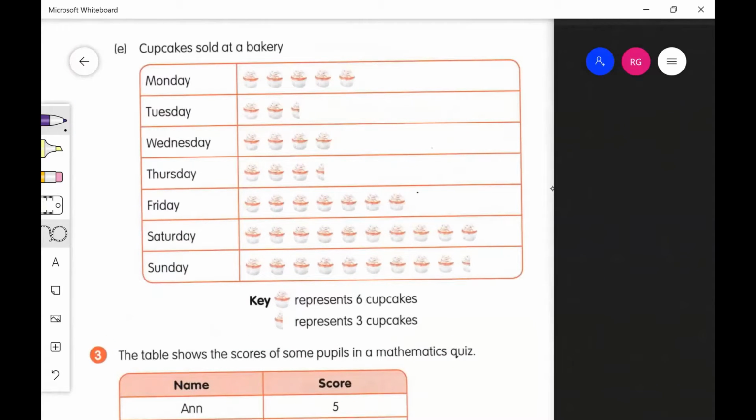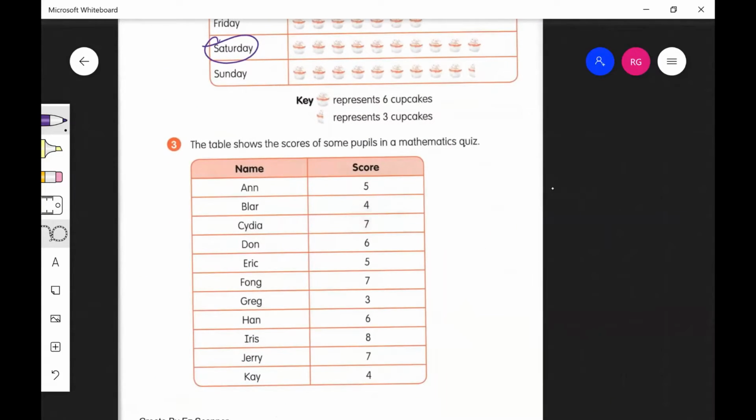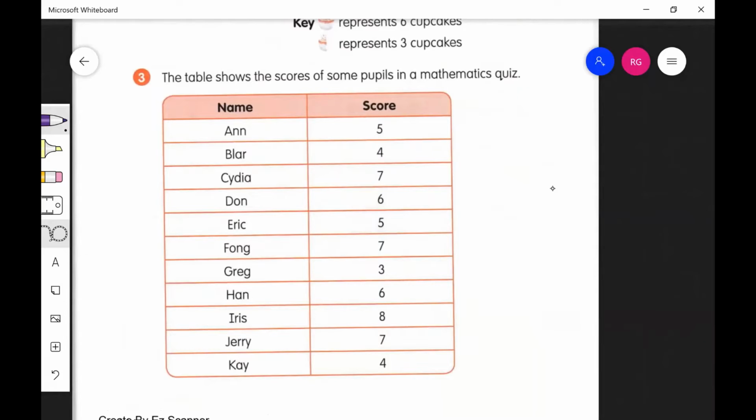Looks like what's the mode here? Saturday. Saturday. Okay. World record for 2 pages. And the table shows the scores of some pupils in a math quiz. What's the mode? 7.